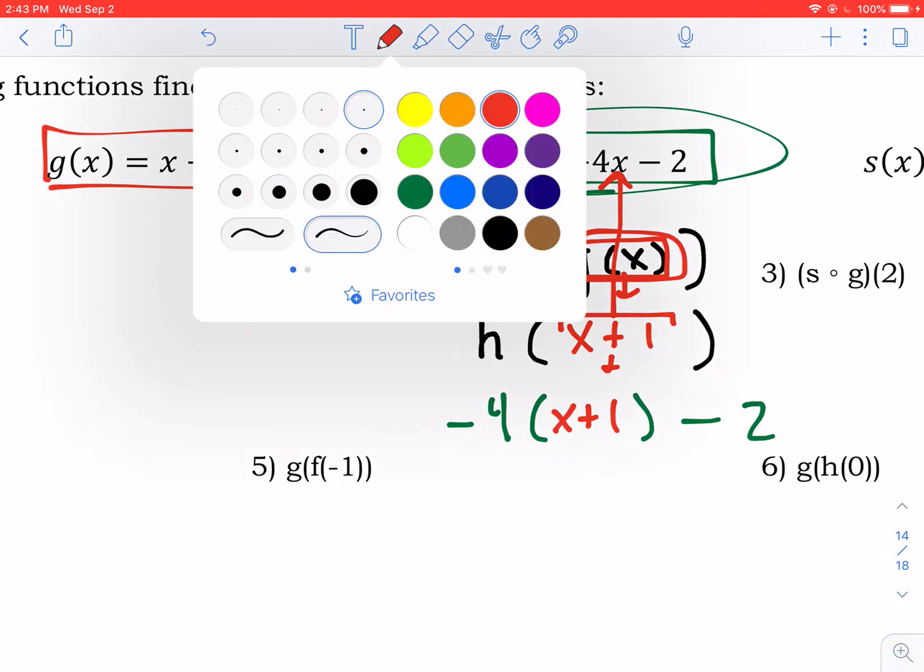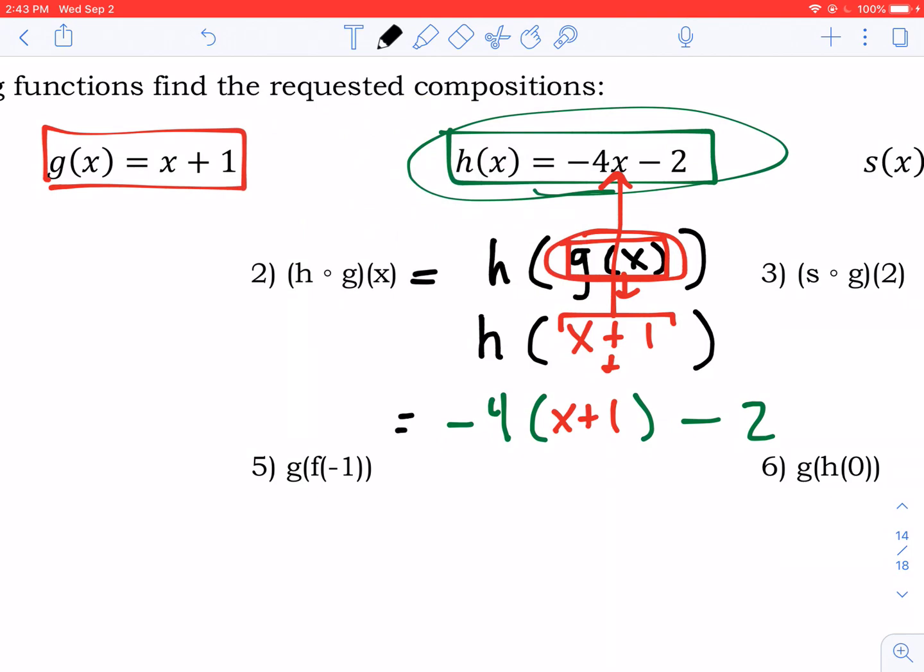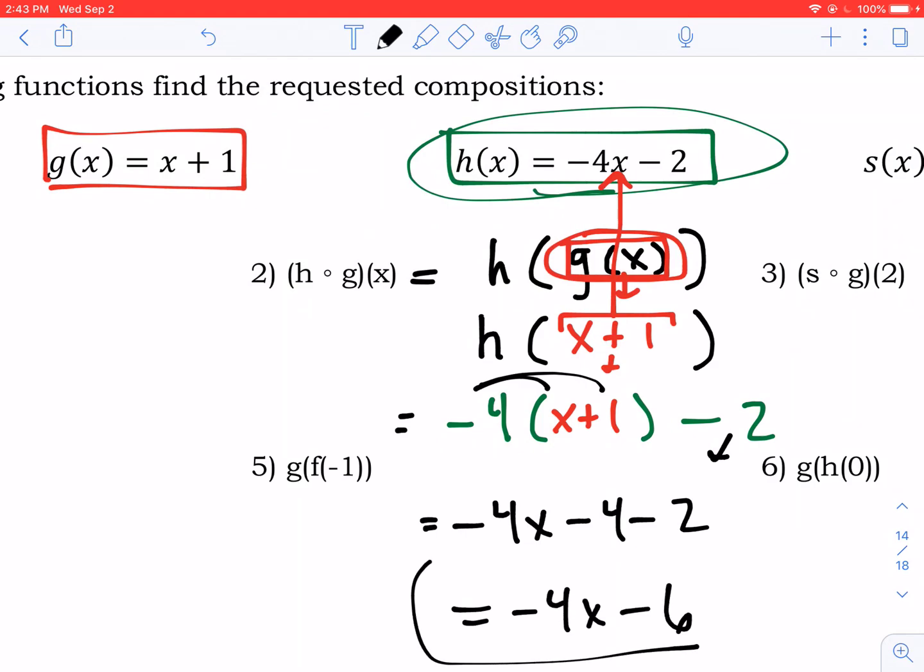And then now that we're here, simplify. Negative 4x minus 4 minus 2. It's going to be negative 4x minus 6 when you combine like terms. Okay. Awesome.